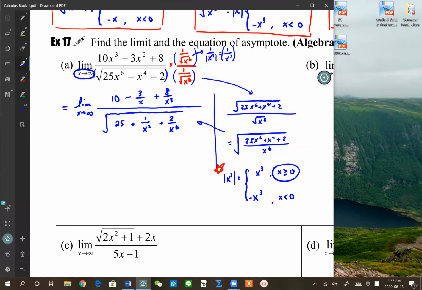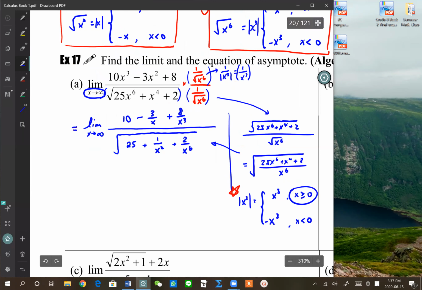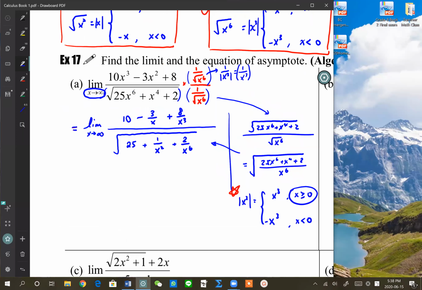In the answer key, they don't explain it like this, so it gets so confusing. Sometimes you get a negative, sometimes you don't. In fact, there is so much happening behind the scenes. If you just look at the answer key, you will think the square root of x to the 6 just becomes x cubed. But it depends on whether it is positive infinity or negative infinity. This is how you deal with square roots.